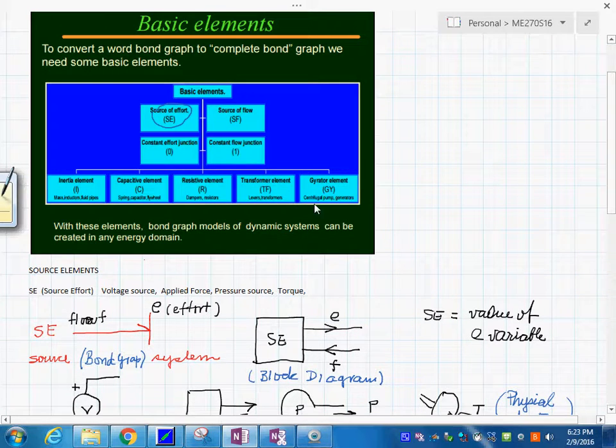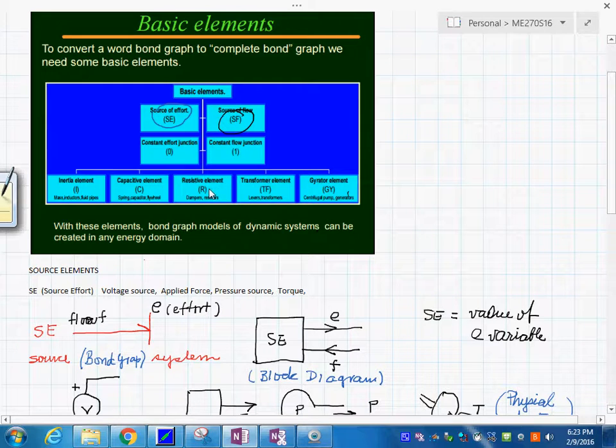But just to reiterate, we have the source of effort, the way we represented it in here, in the different energy domains. This is the bond graph model, this is the block diagram model, and then if we represent it exactly with the bond number, the value that we assign would be in different units in different systems. Same thing in here. When you have the source of flow, this is the bond graph model, this is your block diagram, and this would be the way the equation is written.